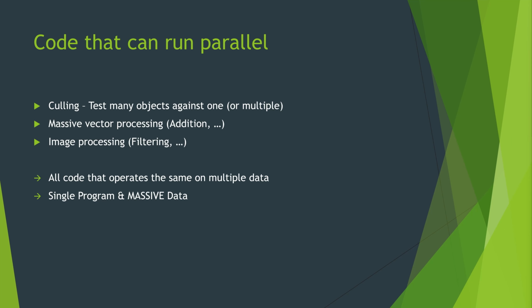Another example here, image processing, for example, image filtering. If you wanna blur an image, for example, you need to do a high computation method per pixel. So you need to go to each pixel and do some big computations in each pixel. And we can also run this on the GPU, so that each pixel gets its own execution thread on GPU and code runs fast. So to summarize, again, all code that operates the same but on multiple data can be used to run on a GPU. So single program, massive data.